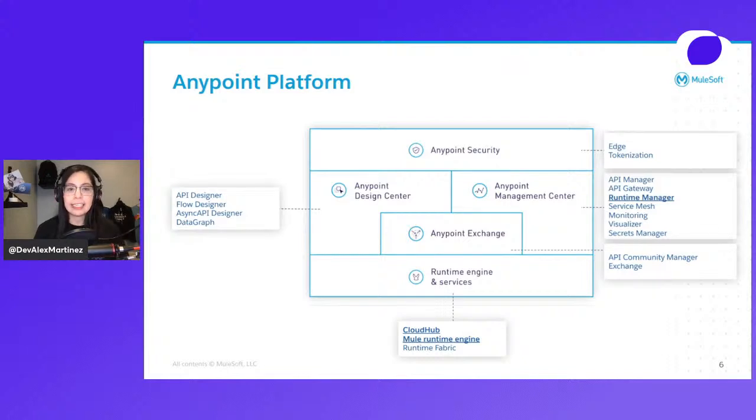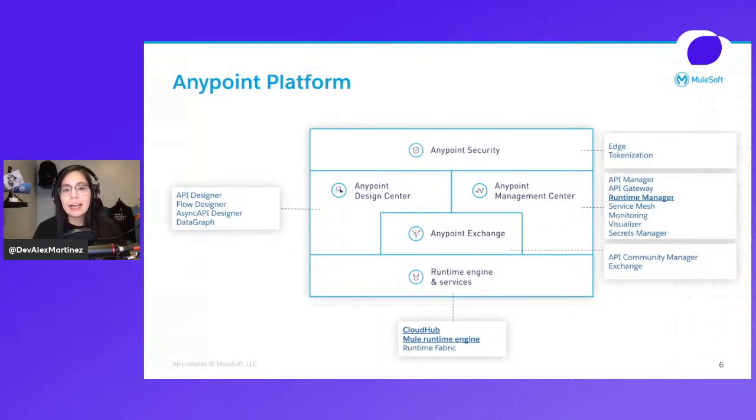We also have an Async API Designer, which is a new product. So if you want to create a queue or a message, or just do async APIs in general, you can also create an API specification, but for an async API. And we also have Datagraph. If you're familiar with Datagraph, we have another product to use Datagraph here with MuleSoft as well.